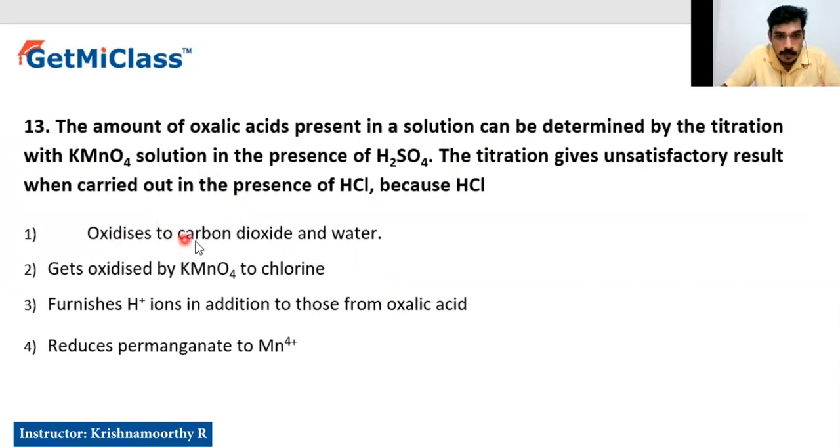See, obviously this is wrong, because for carbon dioxide here, no carbon atoms are available. So this is wrong. HCl gets oxidized by KMnO4 to chlorine. See, in hydrochloric acid, the oxidation number of chlorine is -1. So in the presence of potassium permanganate, KMnO4, which is an oxidizing agent, it can oxidize the chloride ion present in hydrochloric acid to chlorine gas.